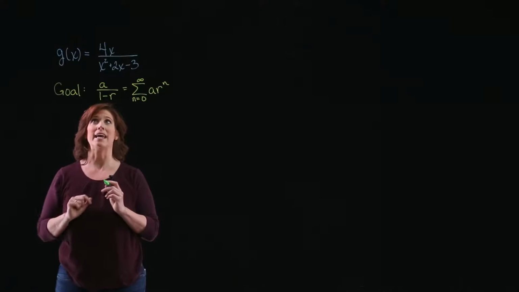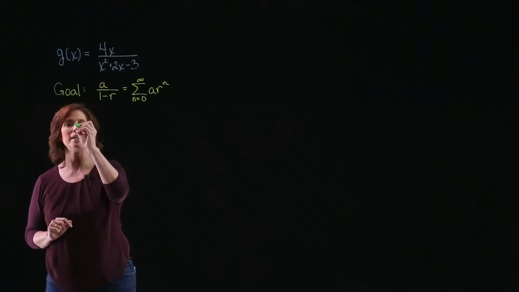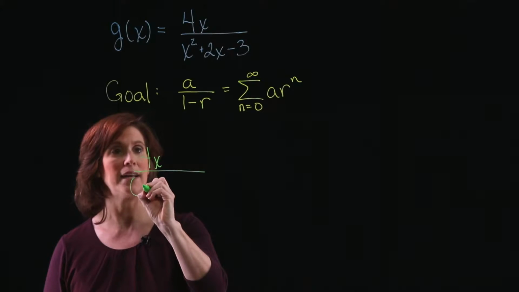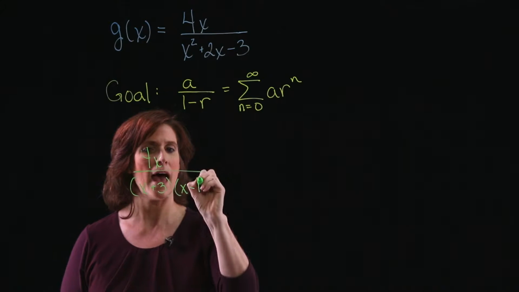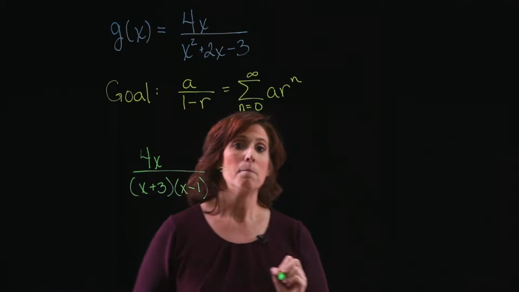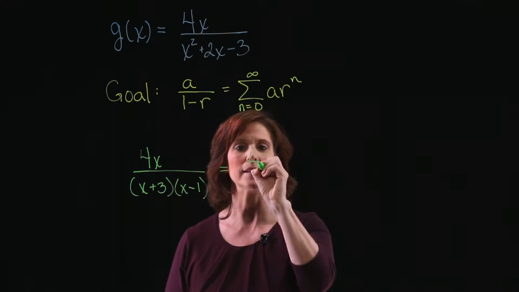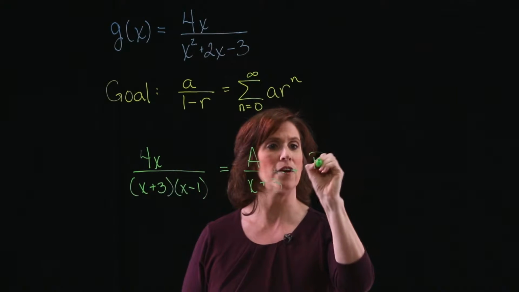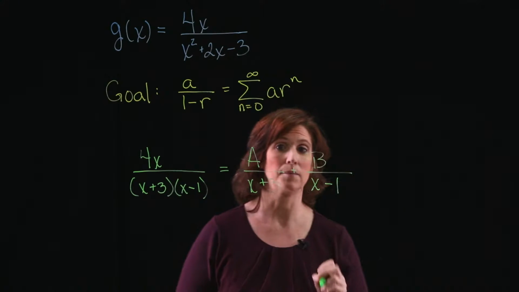So I'll begin by taking my function g and noticing that that denominator factors. So I'll write it as 4x divided by the quantity x plus 3 times the quantity x minus 1. And then, by partial fractions, I know that this can be written as some constant divided by x plus 3 plus some other constant divided by x minus 1.